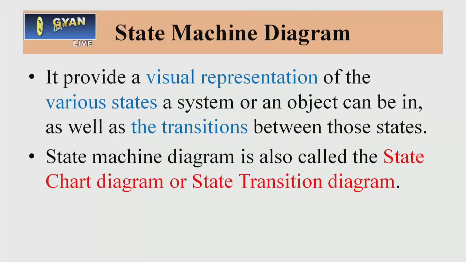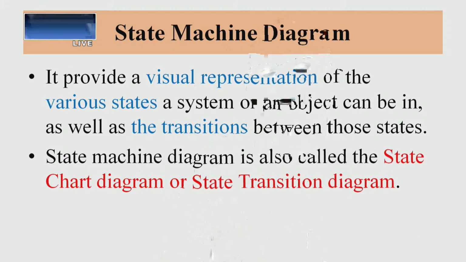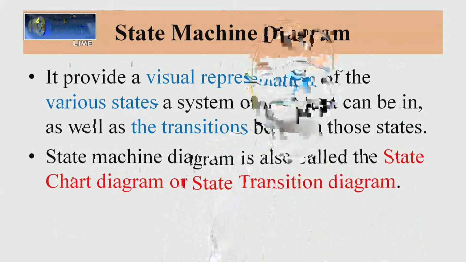State machine diagram is also called state chart diagram or state transition diagram. So when you are asked to explain the state machine diagram, and in some place you find that you are asked to explain the state chart diagram, these three are one and the same. A state machine diagram efficiently models the interaction and collaboration between external entities and the system.